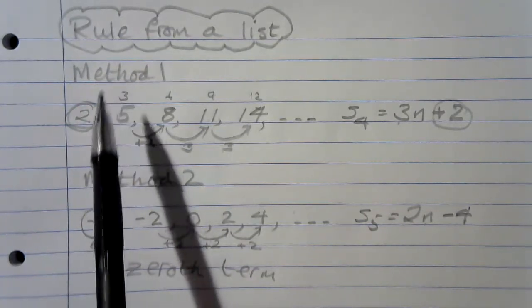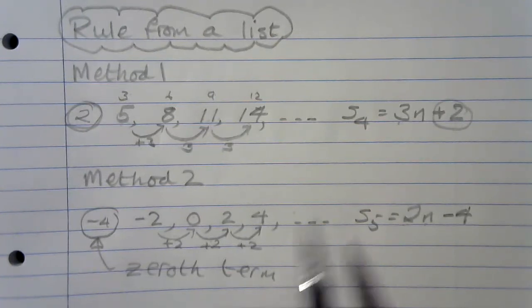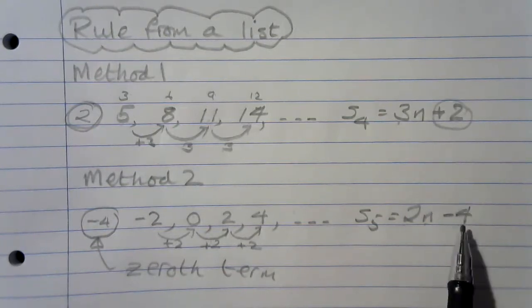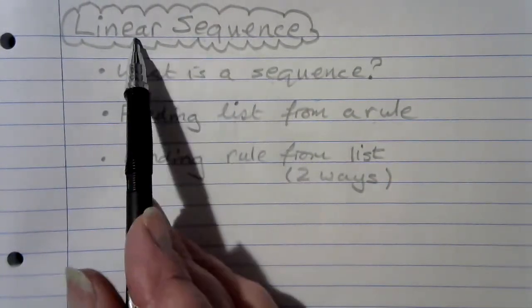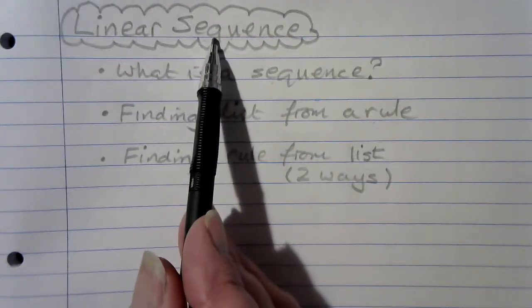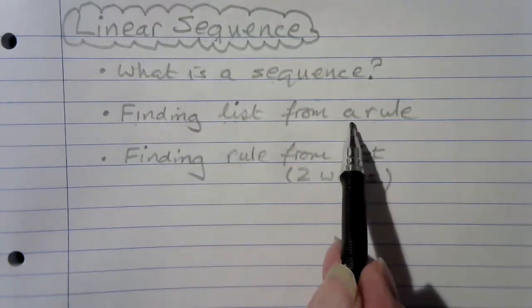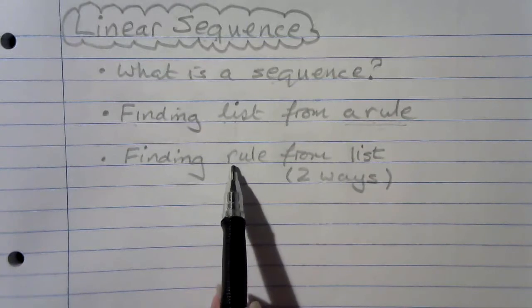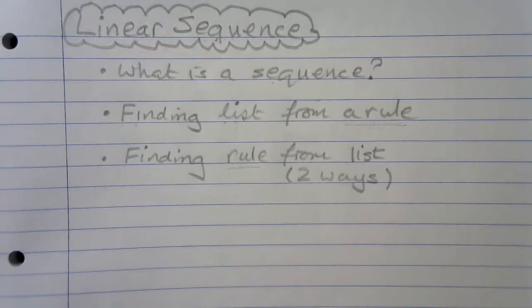So you've got 2 methods of finding your sequence. You always have to find what we call the common difference, or the step. But finding the constant term here, you've got 2 ways of doing it. Okay, so now you know what a linear sequence is, just a list of numbers that follows a rule. You know how to find the list given the rule, and you know how to find the rule from a list, and you know 2 ways of doing it.